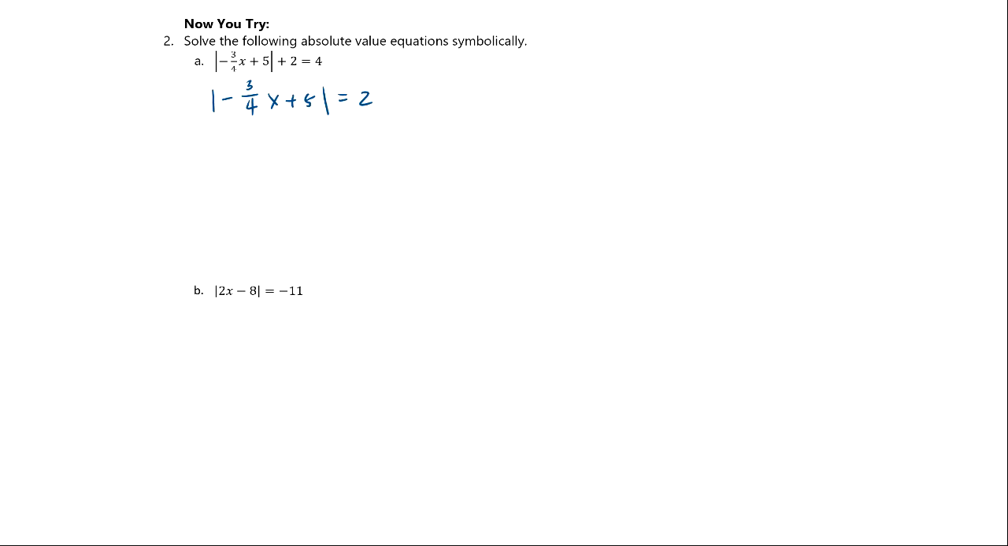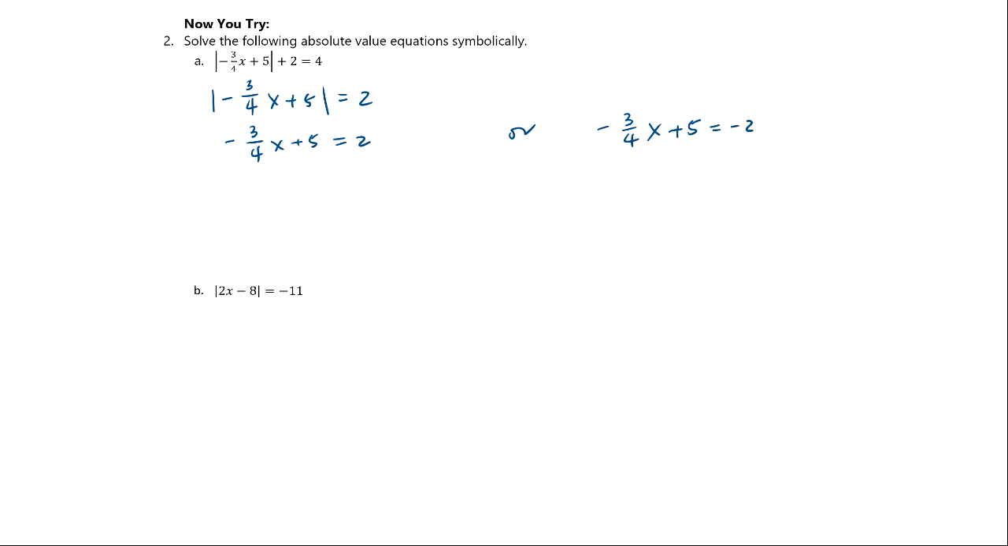And when we're given this part, this becomes very similar to what we did in part A of the example. So what we can do is think about the absolute value expression inside being equal to 2 itself, or it could be negative 2. So when we take the absolute value, it becomes positive 2. From here we can say we have negative 3/4 x plus 5 is equal to 2, or we can have negative 3/4 x plus 5 equal to negative 2.